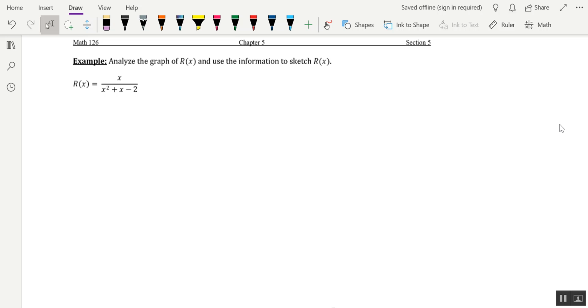Mr. C here, and in this video we are going to sketch the graph of this rational function via an analytic technique. Let's go ahead and get started.